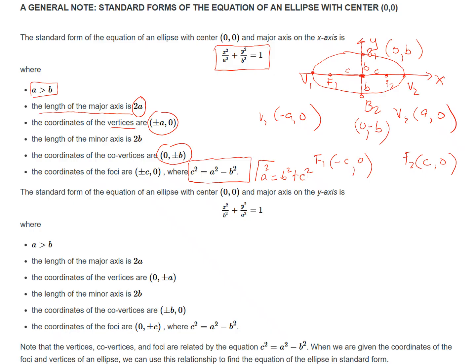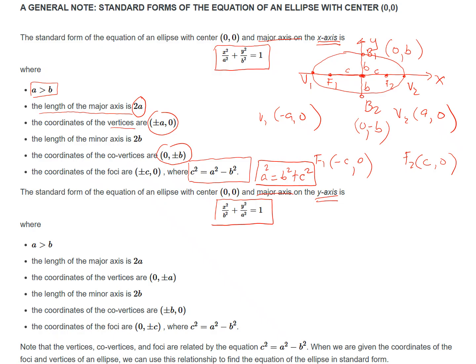It is taken from this equation, Pythagorean theorem. Then the standard form of the equation of an ellipse with center (0, 0) and major axis on the y-axis. Take note that the earlier one has the major axis on the x-axis. But if the major axis is on the y-axis, we have this expression: x squared over b squared plus y squared over a squared equals 1.